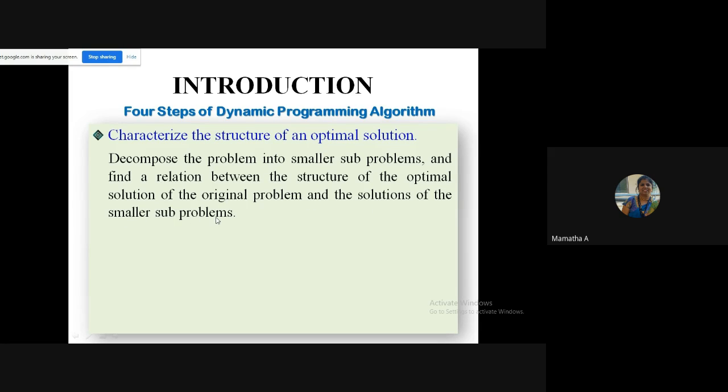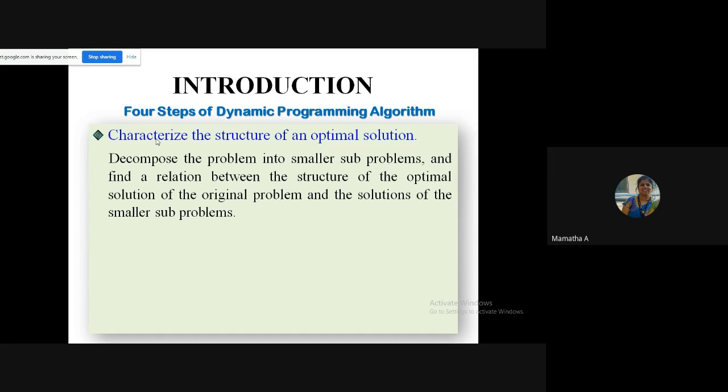So in this step 1, I'll divide the problem into subproblems. Later I'll find out how to get the optimal solution of the original problem by getting the solutions of the smaller subproblems. So I should find one relation. What is that relation? I'll have to find it, because using the solutions of subproblems only, you will get the solution of the original problem.